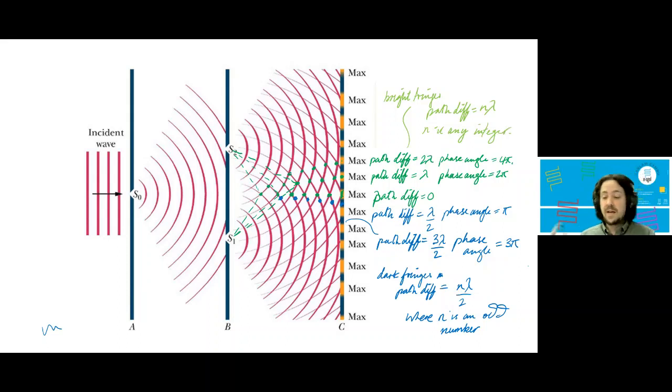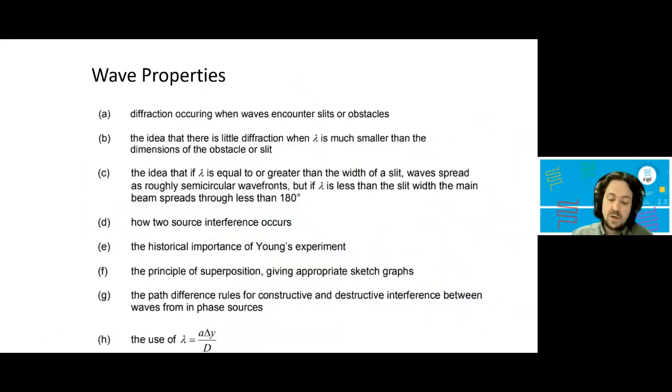And that is going to allow us to generalize for what these bright and dark fringes will be. So we said that this one here was 2 pi, 2 lambda. This one's going to be 3 lambda, and so on. The path difference has to be a whole number of wavelengths in order for us to have constructive interference. Okay, that was a big one. So we'd already covered everything: the principle of superposition, sketch graphs, path difference rules for constructive and destructive interference between waves from in-phase sources, done.